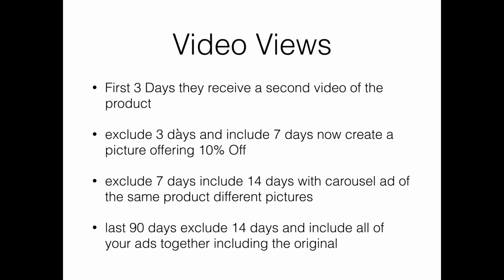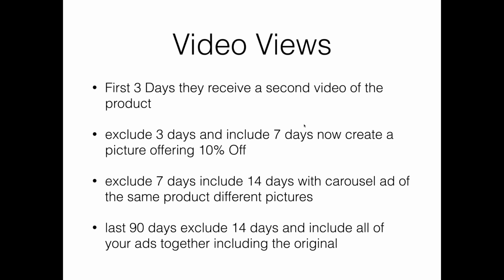The next thing that we're going to do is exclude the last 3 days and include 7 days. So when you go inside your ads manager, and we'll show this again, you're going to exclude the last 3 days and create a custom audience for the last 7 days. And now you're going to offer an ad with a picture offering 10% off. So maybe one with the father and the daughter that was sitting together, and then just write 10% off on it. You can do that using PicMonkey.